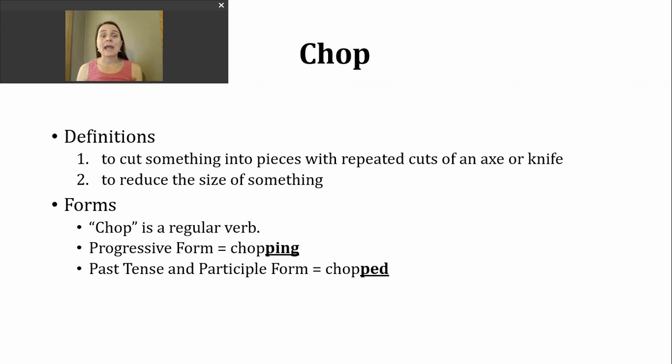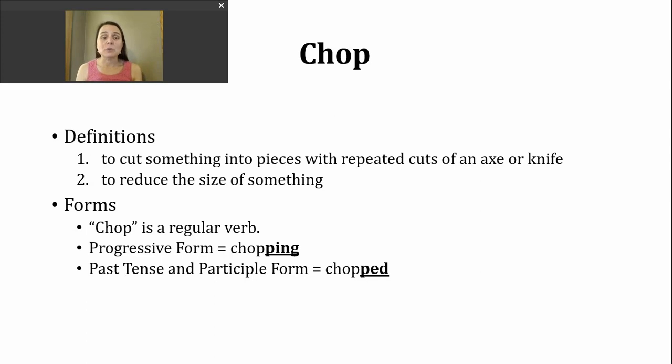And you might be using either an axe or a knife or some other kind of sharp tool. A second way this verb chop is used is to mean to reduce the size of something. Chop is a regular verb. Because this verb ends in a consonant, vowel, consonant, H-O-P, we need to double the last consonant or add a second P before we add ing to make chopping.